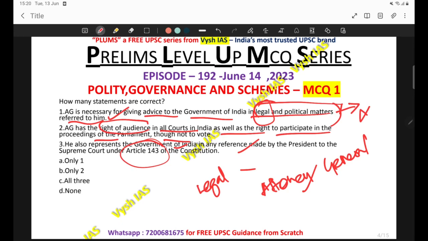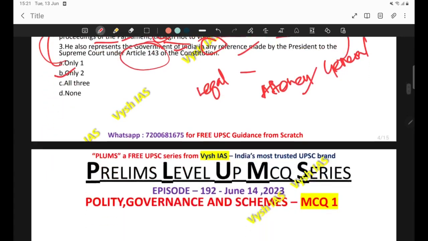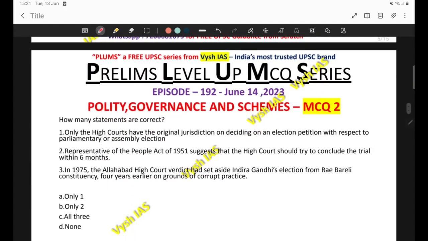The second is a correct statement. Even though 2 and 3 are extreme statements, like the right of audience in all the courts of India, it is a correct statement. It's a standard fact statement. The third is also an extreme statement, like any reference is given, but it is actually true, and both these statements are directly taken from Laxmikant. So 2 and 3 are correct. Here 2 statements are correct, so the answer is 2. Now come to the next question. How many statements are correct?